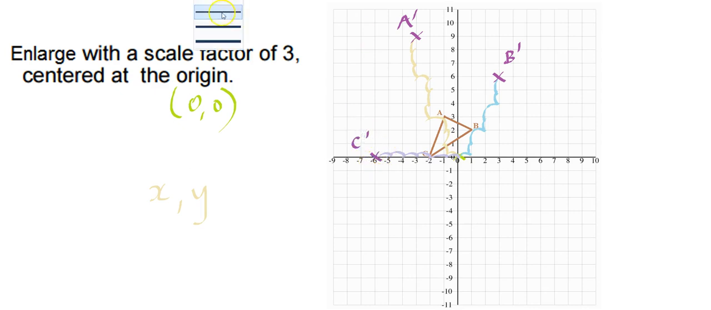So the next step is to draw that shape. So draw the image of triangle ABC. So let's do that. Line from there to there, line from B dash to C dash, and another line from A dash to C dash to make our triangle, and that's all there is to it.